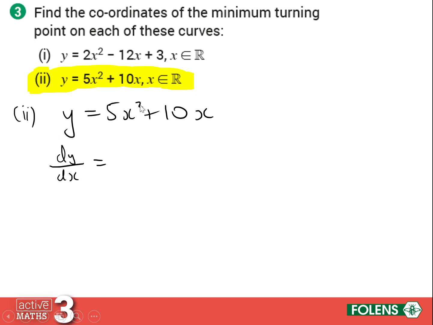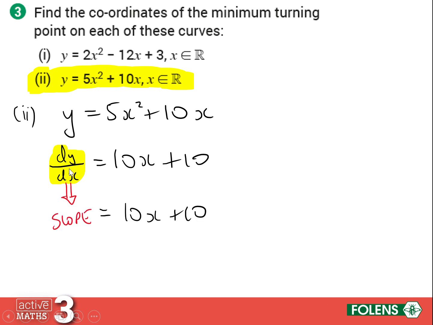So the power by the number in front, 2 by 5 is 10, reduce the power by 1, so that's 10x to the power of 1, which is 10x. And here we're differentiating this, so we just kick away the x when x is on its own, leaving us with plus 10. So now that we've differentiated, we've found what's known as the slope finder.